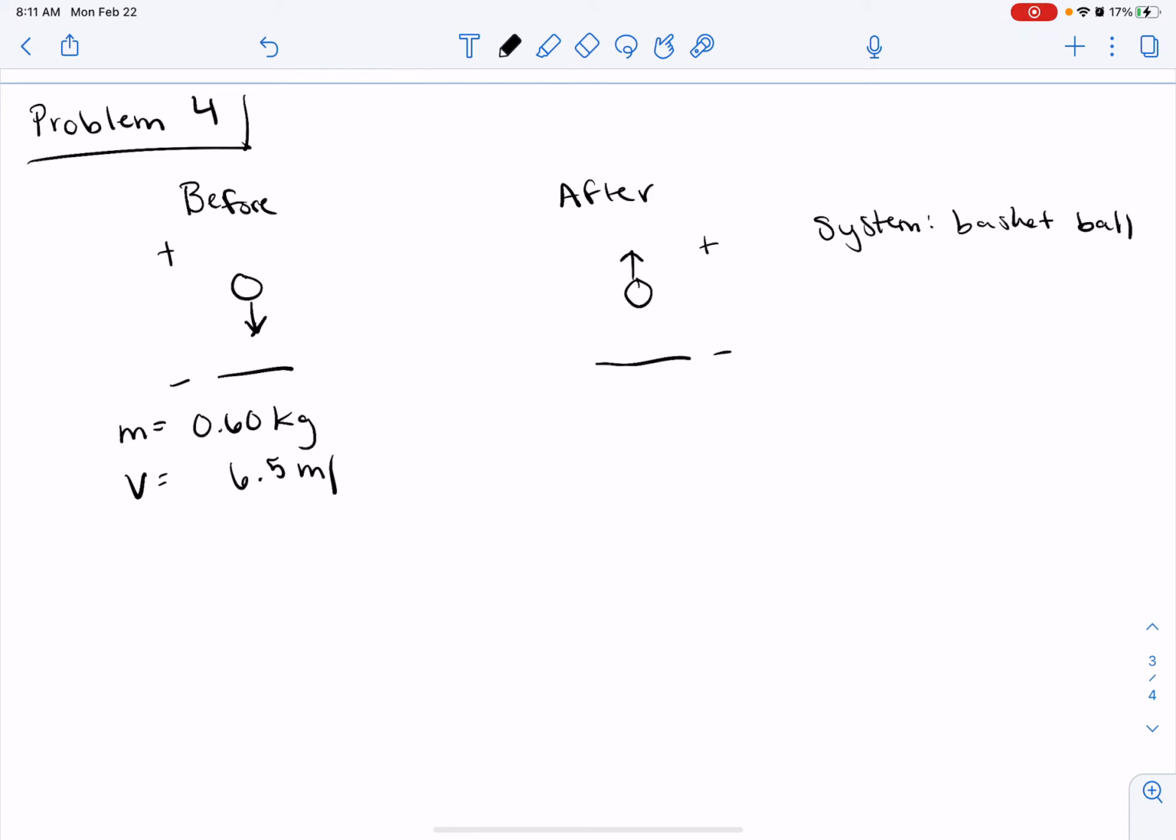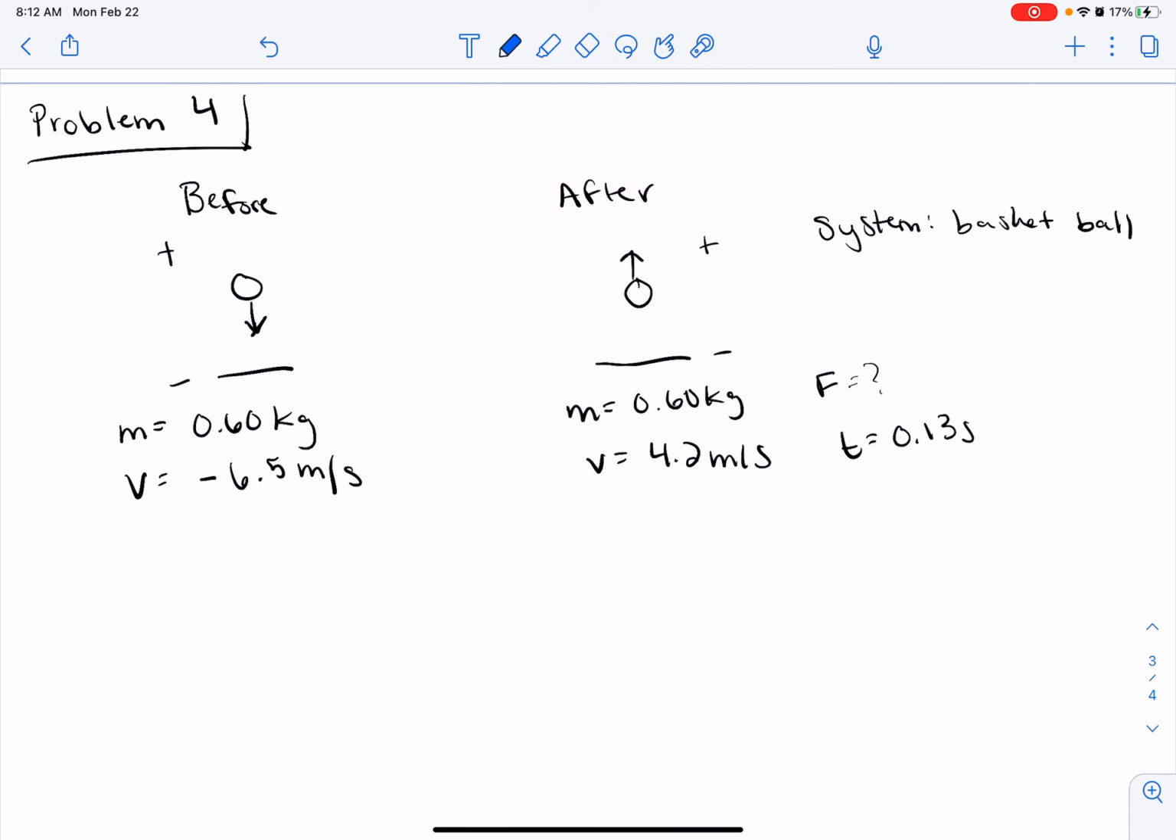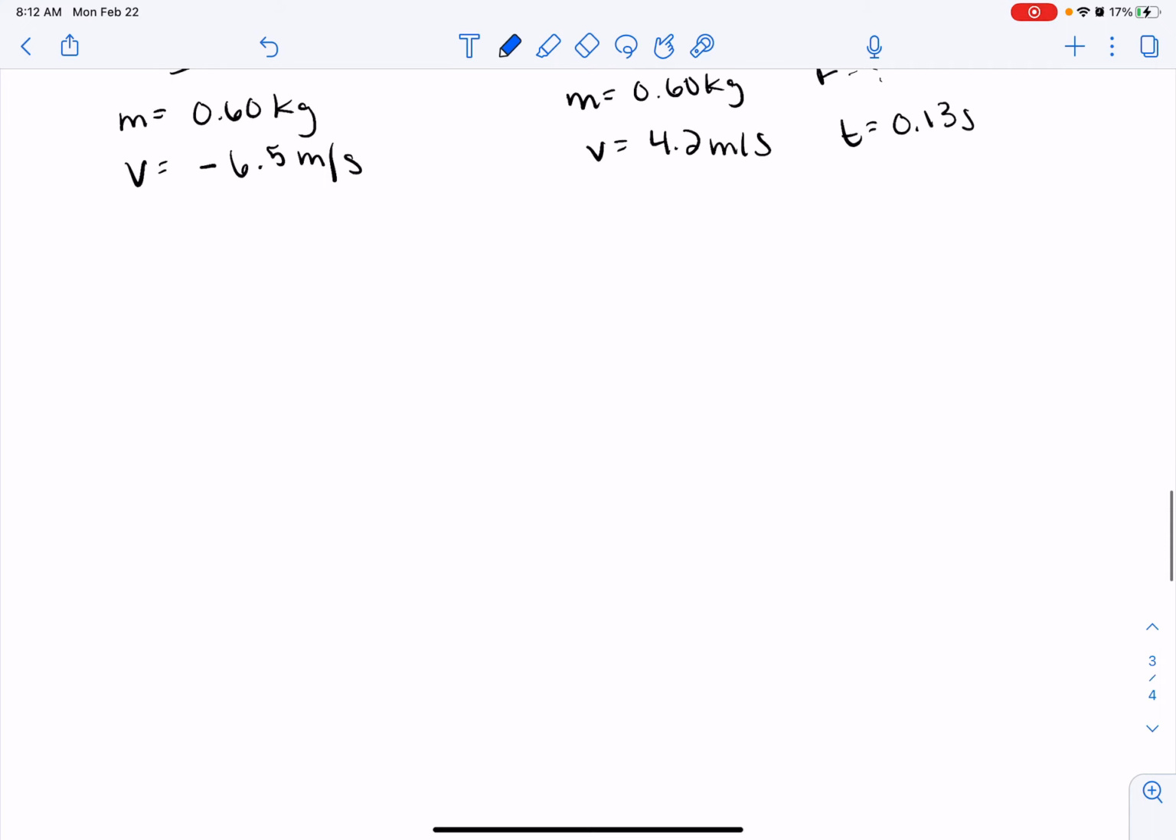Now, I know it's moving down, and we said down was negative, so that should be a negative 6.5 meters per second. Then after our collision, our mass is still that same 0.60 kilograms. And our velocity, it says, is 4.2 meters per second, and it's moving up, so that's going to be a positive 4.2 meters per second. We don't know the force, but we know the time is 0.13 seconds. All right, so we have our sketch. We've written down everything we know. We know what our system is, and now we're going to make a bar chart.